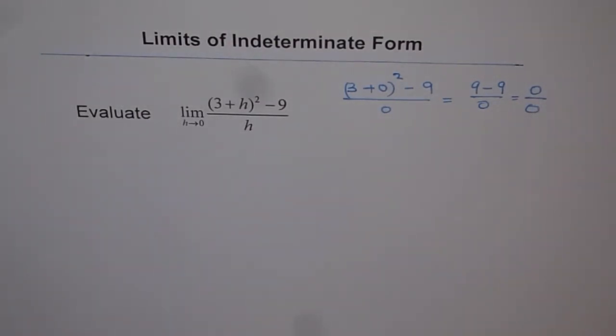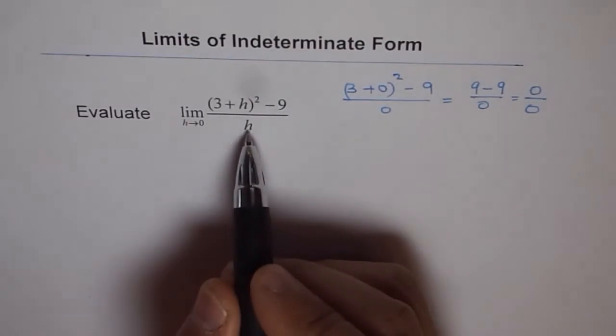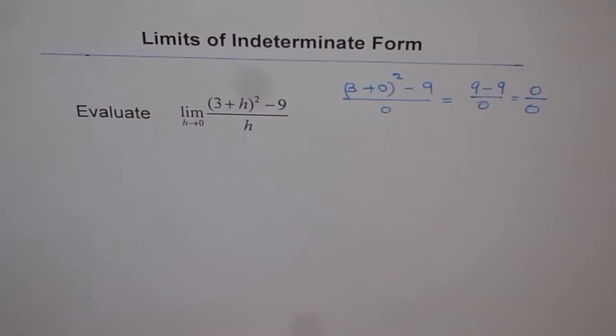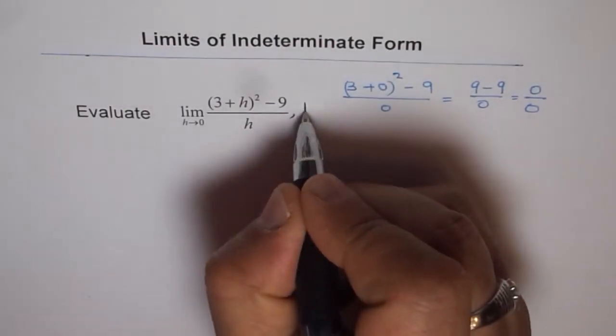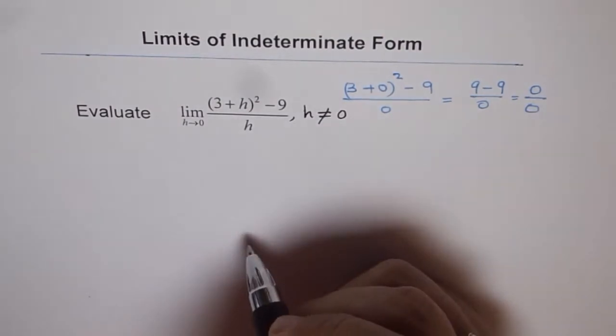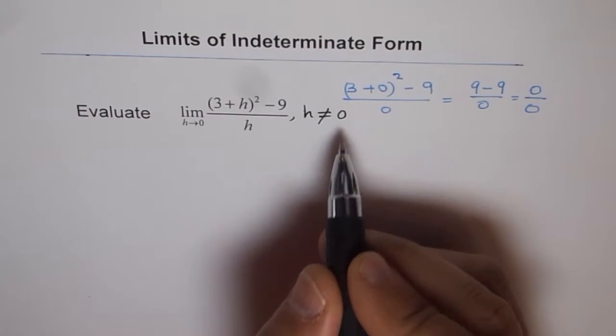0 over 0 is not mathematically defined, but it gives you an idea that at h equals 0, h is a factor of both numerator and denominator. And if we can simplify this function, then we can cancel out h from numerator and denominator and then find the limiting value, right? So here the function is not defined as h approaches 0, so h is not equal to 0. But even if the function is not defined at a point, the limit may exist, right?